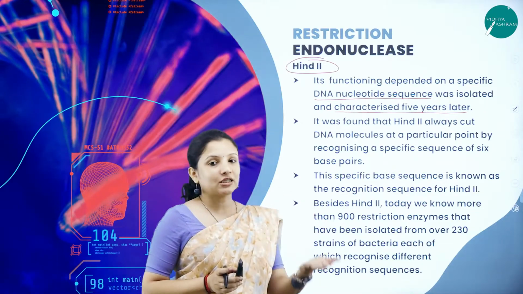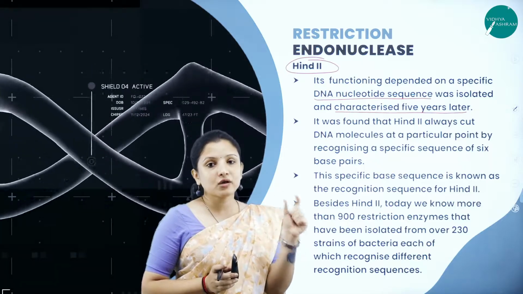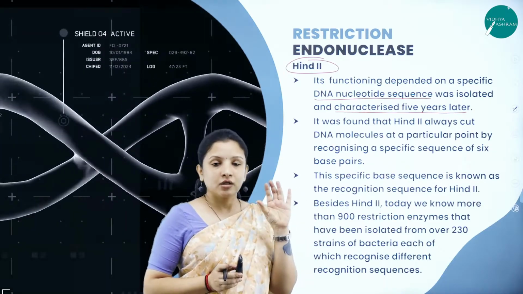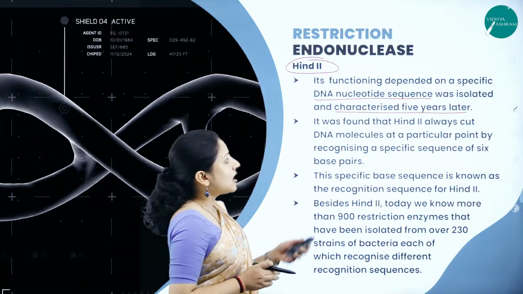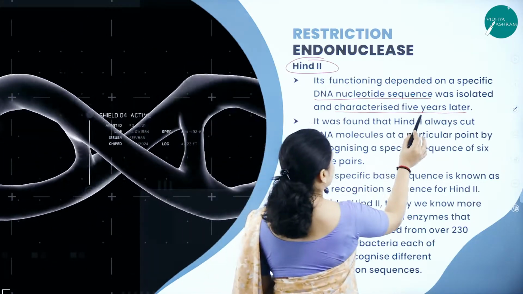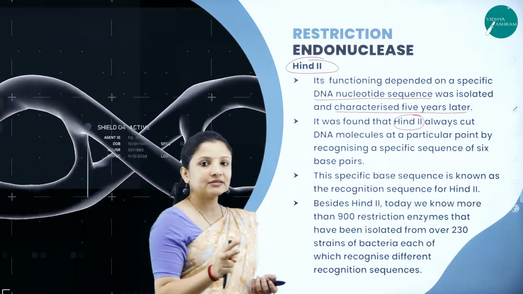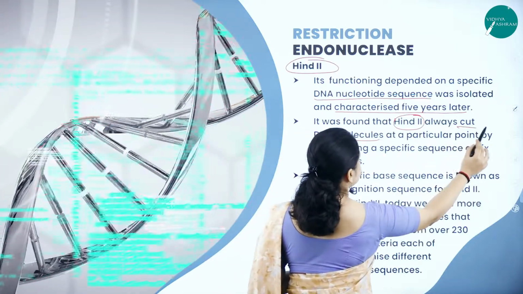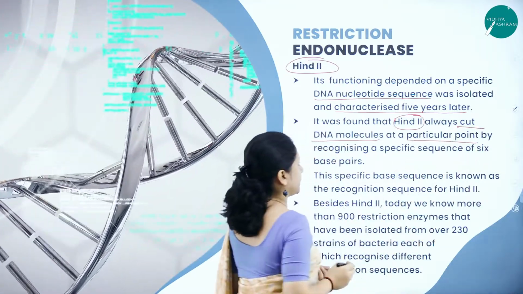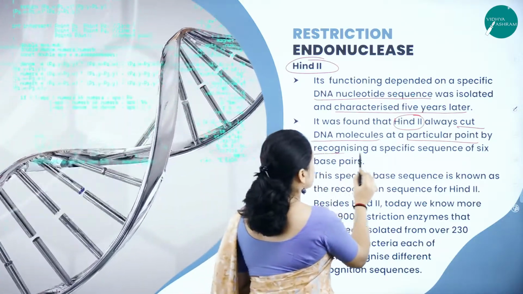They characterized that particular DNA sequence after 5 years to find out what genes or nitrogenous bases it is made up of. And it was found that HindII, this particular restriction endonuclease enzyme, was always capable of cutting the DNA molecules at a particular point by recognizing a specific DNA sequence of 6 base pairs.